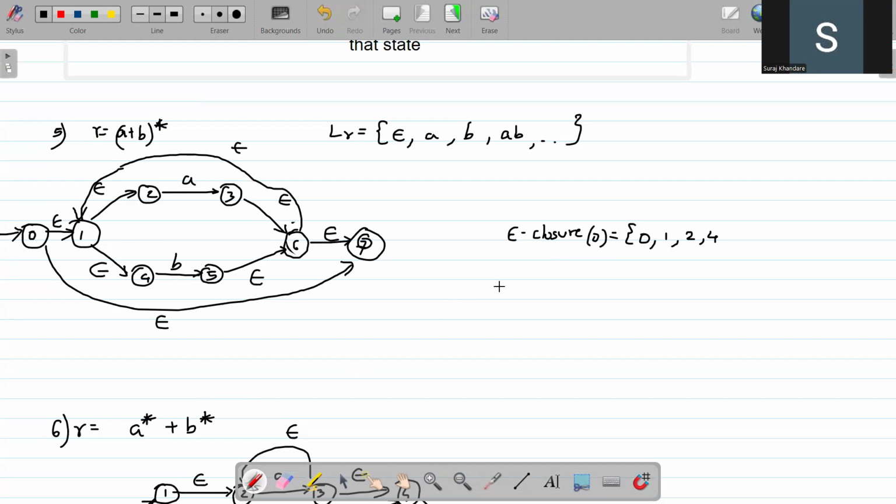Then 0 to 7, yes, it is reachable, so that can be included. 7 to 6, there is no transition like this, otherwise we could have written it. So these are the set of states that are reachable from zero. This is very important. We require this whenever we are converting an NFA into DFA. So we'll be learning about that in the next video, converting NFA to DFA. I hope this is clear.